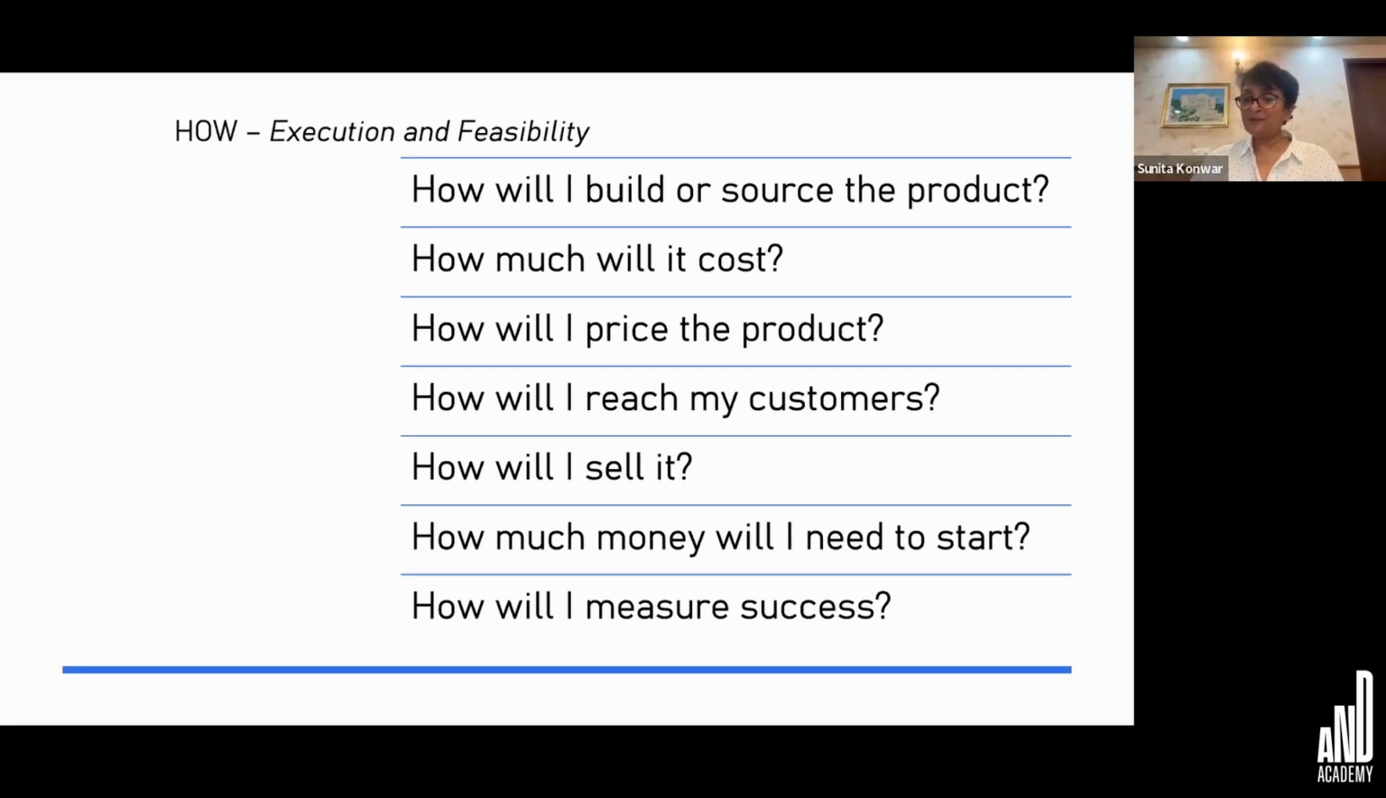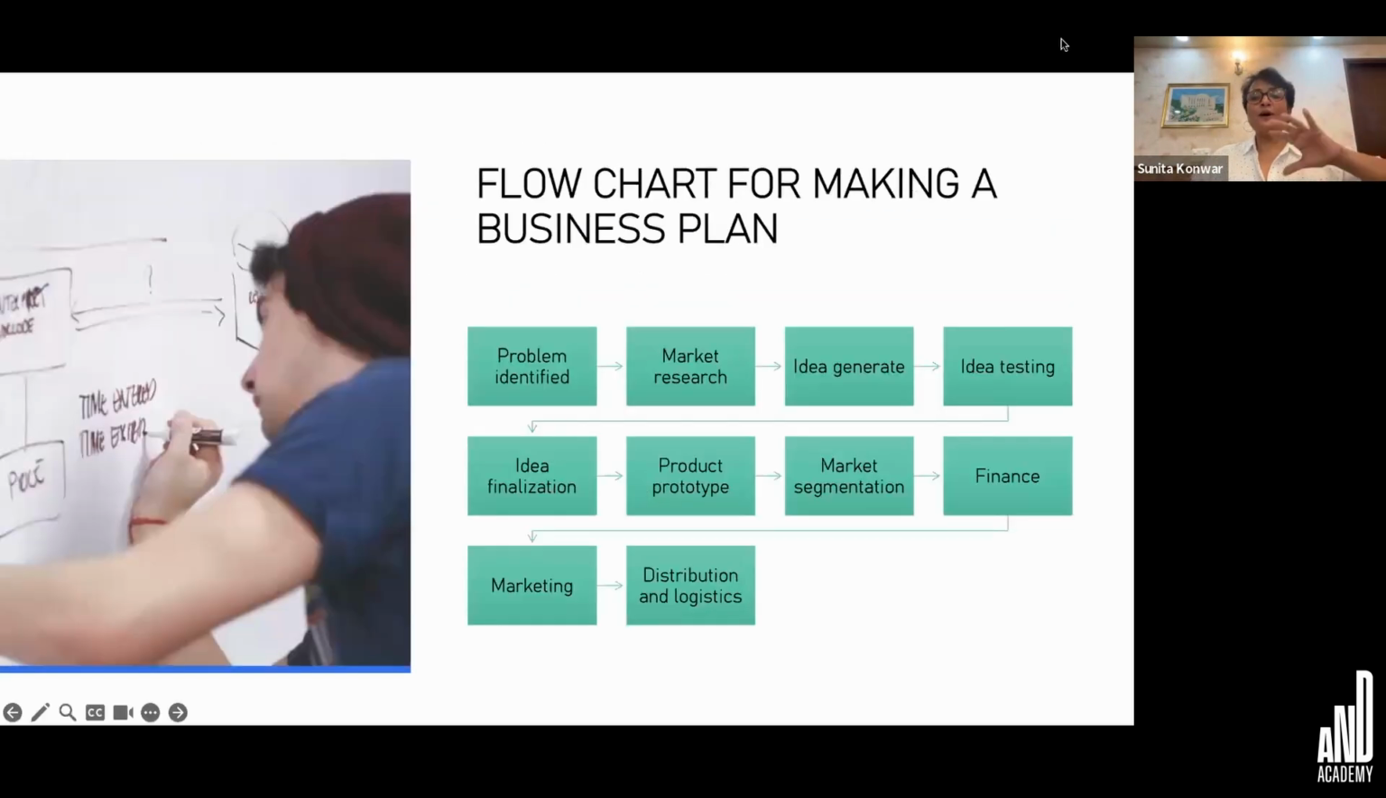Can you please go to the last slide now? So I've made this very clear flow chart to see how the business plan can be made. So first and foremost is identify what is the problem that you are coming up with.